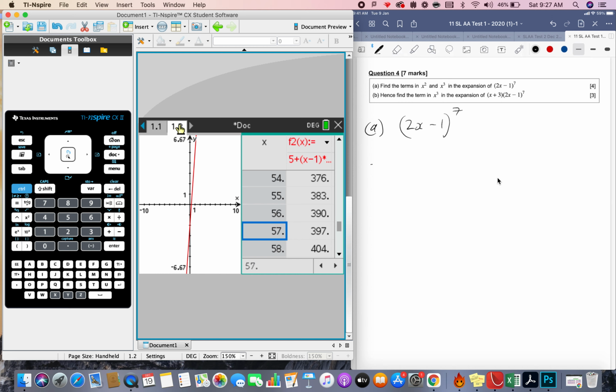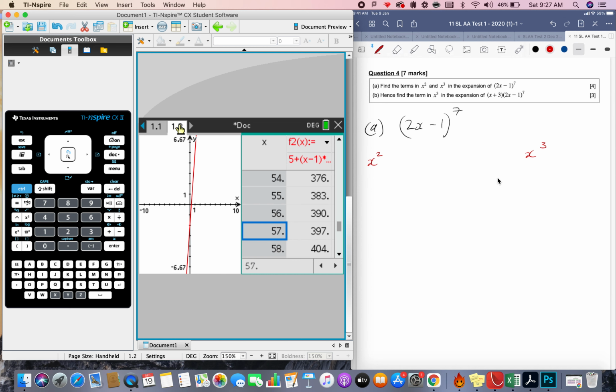So again, you could be forgiven for thinking that I'm just going to expand everything, but can you see there's no need to expand everything. You want to hone in on the term in x squared and x cubed. So rather than just expanding everything, we're going to try and zoom in on those particular terms. All right, so we'll make a little note of what we're trying to find. We're going to find the x squared term. We're going to find the x cubed term here.